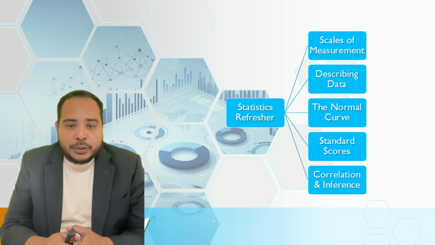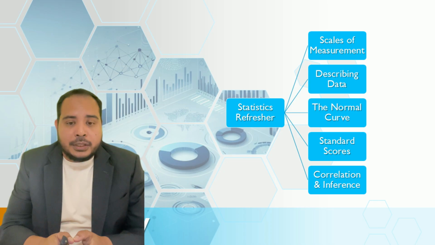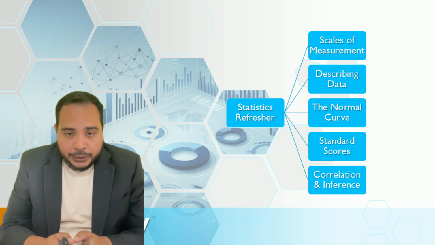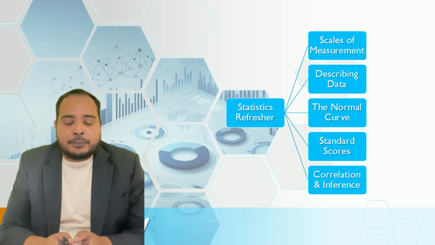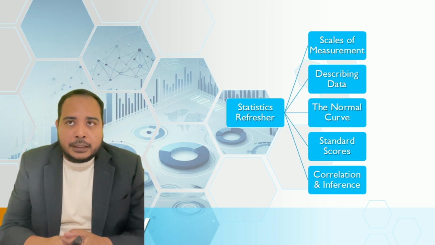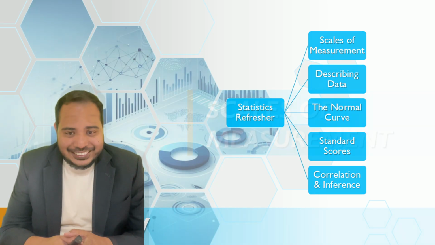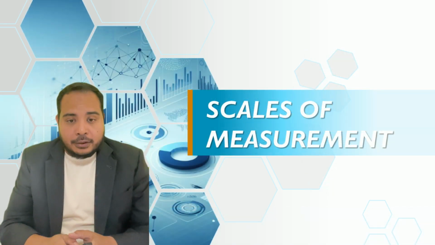Okay, the first one, we are going to discuss scale of measurement. Secondly, we are going to discuss how statistics is used to describe data. And thirdly, we are going to discuss the most basic assumption in statistics, which is the normal curve. And next, we are going to discuss the standard scores that we usually use to interpret psychological assessment results. And lastly, we are going to look at the statistical applications that we can use to make inferences and do correlation.